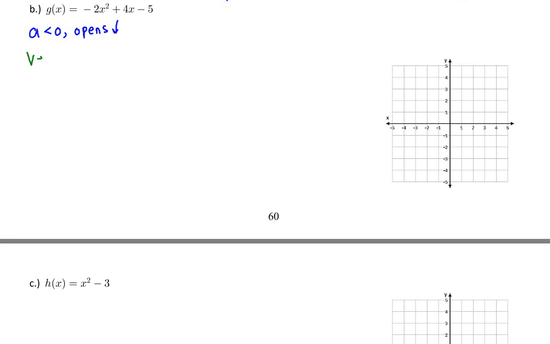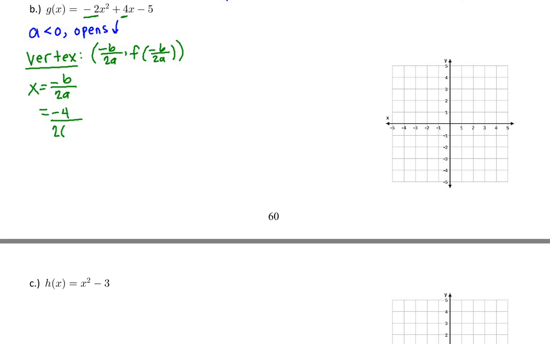Next thing we need is the vertex. And remember, in general form, we have to use our formula: -b over 2a, f of -b over 2a. So starting with our x value, we'll calculate -b over 2a. From our equation, we can see that b is 4. So we have -4 over 2 times a, and a is -2. So we have -4 over -4, or +1.